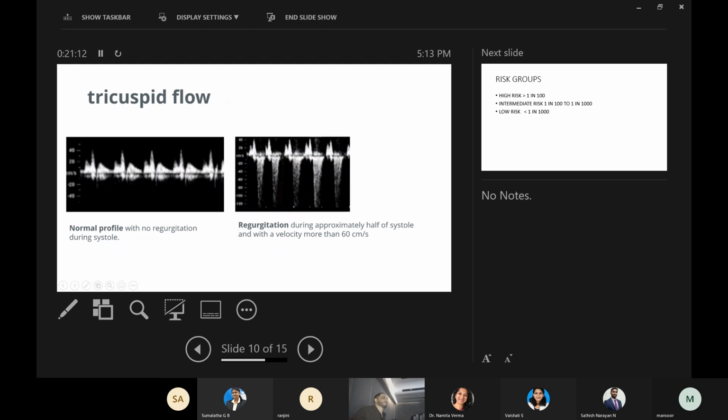So 60 is the cutoff, more than 60 is tricuspid regurgitation. And that 60 centimeter per second should last for approximately half of the systole. If it is just a click here and going like that, that is not a tricuspid regurgitation. It should last for more than half of the systole like this. Sometimes, due to contamination from the aortic valve and all, you will get some high flow jets. But again, they will be around 50 centimeter per second, that much. So that is why we take 60 centimeter per second as the cutoff for tricuspid regurgitation.